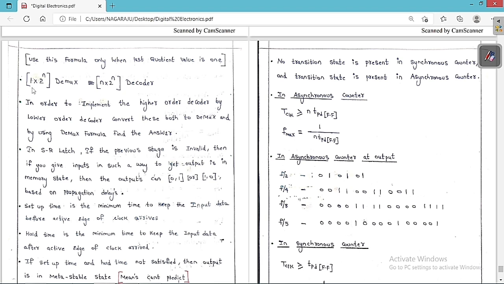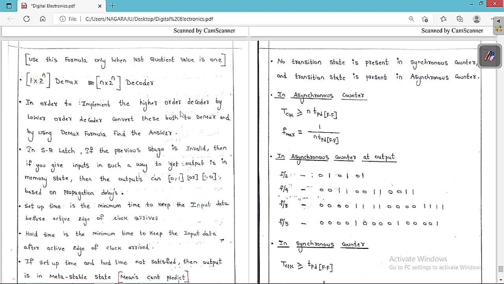So I already told you 1 cross 2 to the power of n DMUX is equal to n cross 2 to the power of n decoder. Here DMUX means only one input, but 2 to the power of n outputs and n select lines. So if you interchange the input and the select lines, you are going to get the decoder, which is n cross 2 to the power of n. n is called the number of select lines, and 2 to the power of n is called the number of outputs, and there will be one enable input. So just interchanging the number of select lines and inputs of a DMUX, you are going to get the decoder. These things I already told you. So decoder remains n cross 2 to the power of n. Encoder remains 2 to the power of n cross n.